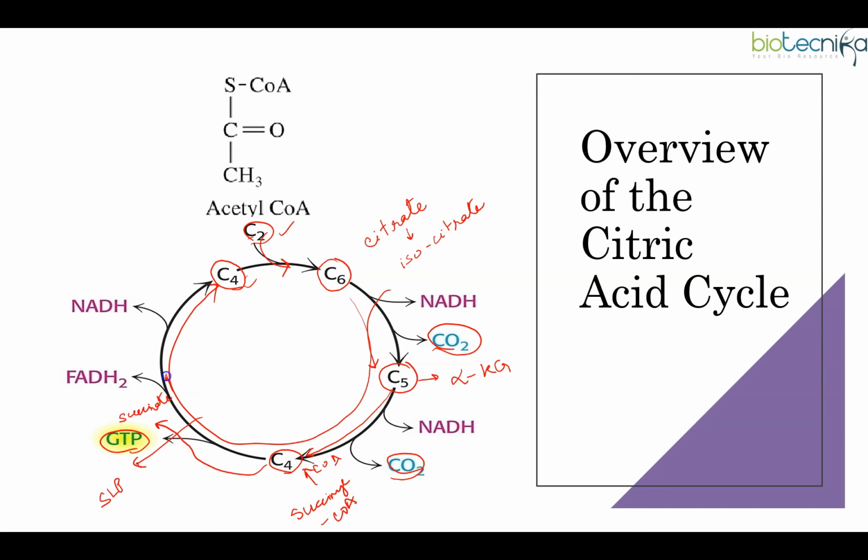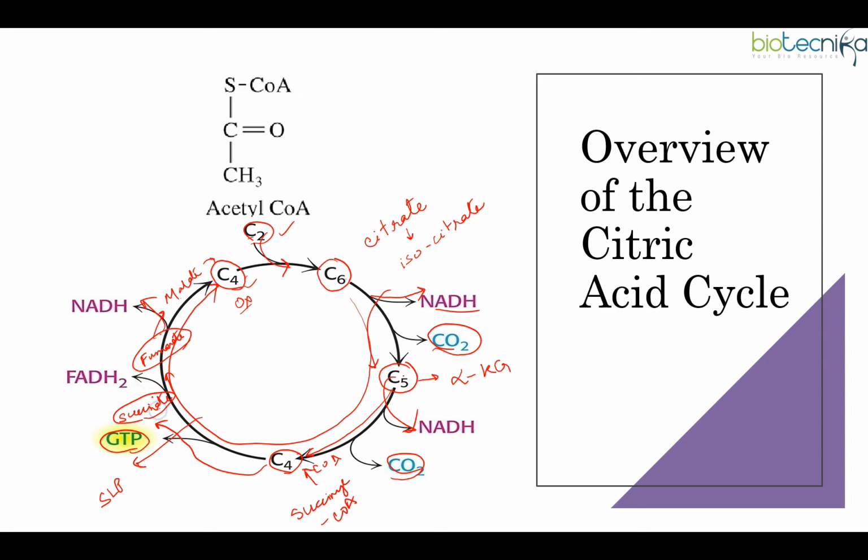Now succinate is converted into fumarate. This is a part of the electron transport chain as well, and this is the only enzyme in the TCA cycle which is present in the inner mitochondrial membrane. All the rest of the enzymes are present in the matrix of the mitochondria. Fumarate converts into malate, and malate further converts into oxaloacetate. So in 3 steps, from C6 to C5, electrons were given to NADH. C5 to C4 also, electrons were given. Even fumarate to malate and malate to oxaloacetate, electrons were given.